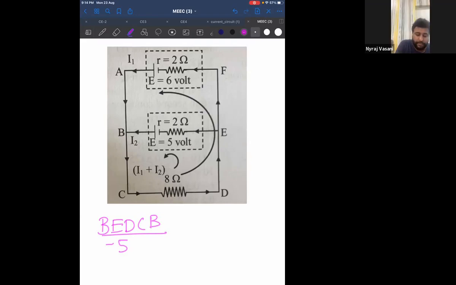So you're saying it will be -5, the starting, plus 2I2, correct? I2. Then plus or minus? After that, plus or minus? Plus. Plus 8 into I1 plus I2, correct? Yes. Equal to, or after that something is there?